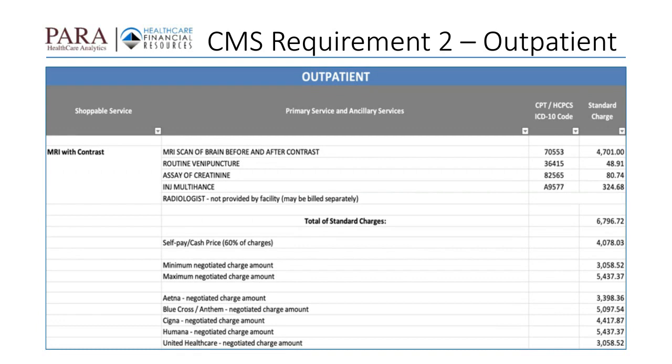With this MRI with contrast, like we did with the colonoscopy and the office visit, we need to identify the ancillary services. When it comes to this particular MRI, we must note that there are additional items to include: the contrast, a routine venipuncture, and a serum assay. With this example, it shows the complexity of this process and the requirement to routinely pull this information together. Now, let's take a look at an inpatient shoppable service.